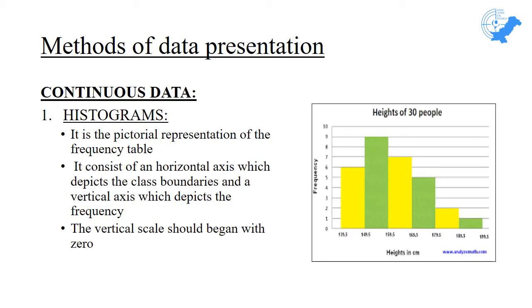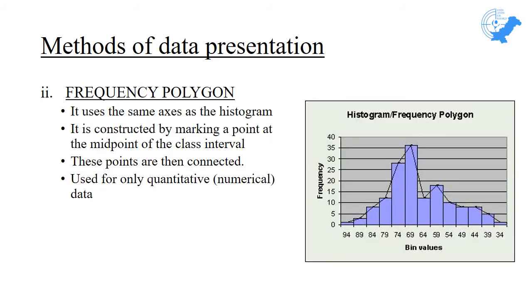Then the continuous data. Histograms are used for representation of continuous data. It is a pictorial representation of the frequency table. It consists of a horizontal axis which depicts the class boundaries and a vertical axis which depicts the frequency. The vertical scale should begin with 0. Here's an example of a histogram.